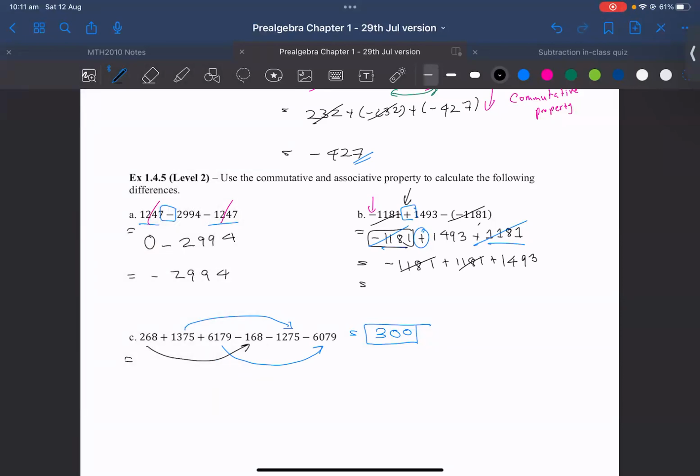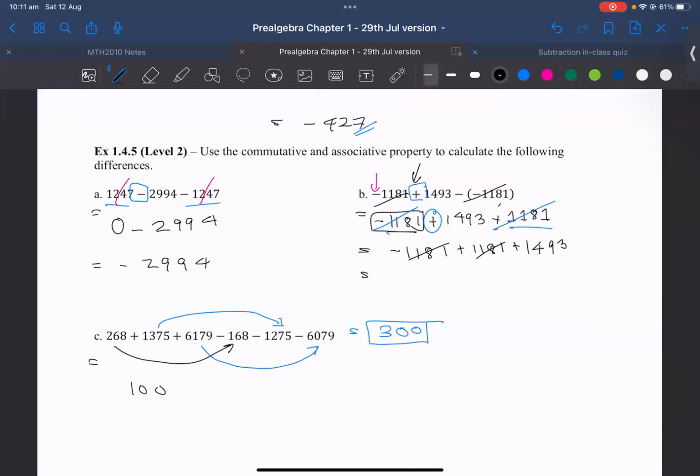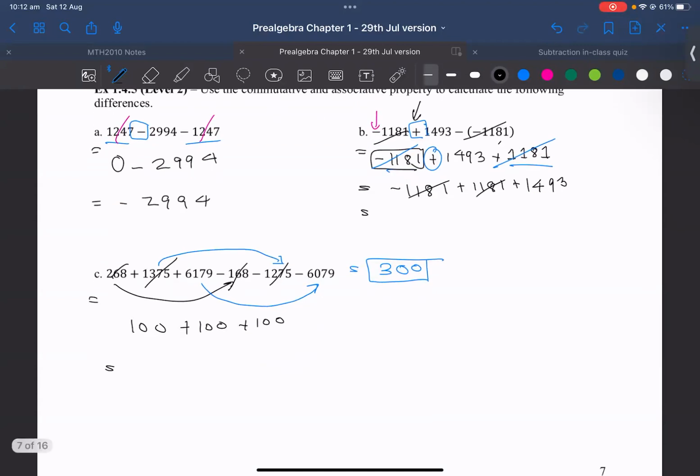So 268 minus 168, you can think of it as becoming 100. These two cancel and become 100. 1375 and 1275 cancel, and they become plus 100, because 1375 is bigger, so we subtract from the bigger number. 6179 minus 6079 becomes positive 100, so it's plus 100. When you add these three up together, it becomes 100, 100, 100. That's 300. So in the end, no long subtraction needed. You just need to be clever with which numbers you cancel together.